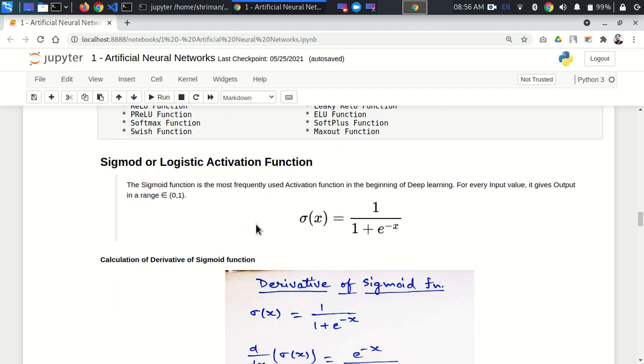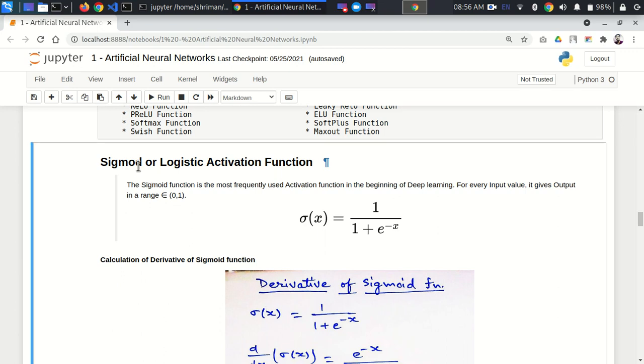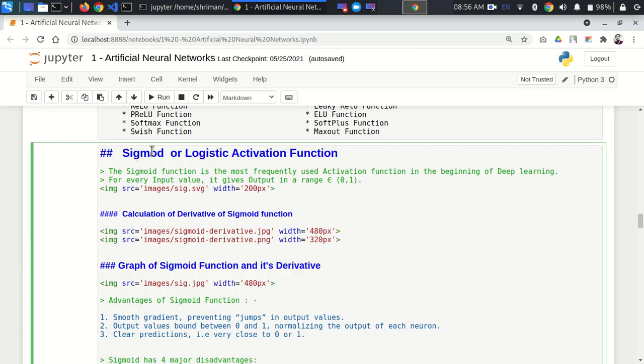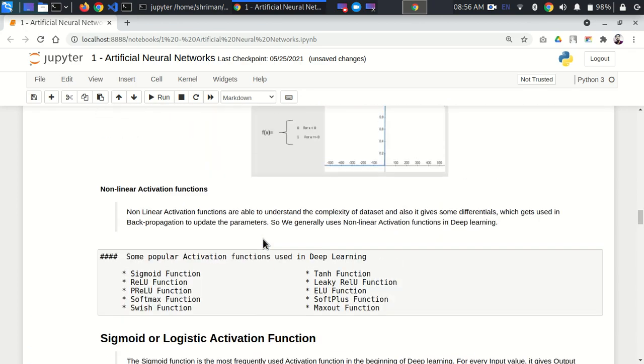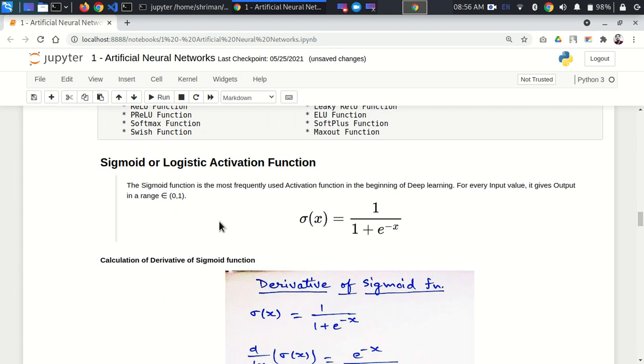So first of all, guys, in the very beginning people used the sigmoid function. Again, there is a mistake here in terms of the sigmoid. So this is your sigmoid function. The sigmoid function is the most frequently used activation function in the beginning of deep learning. For every input value, it gives output in the range 0 to 1. This is the equation of the sigmoid function: sigmoid f(x) = 1 / (1 + e^(-x)).